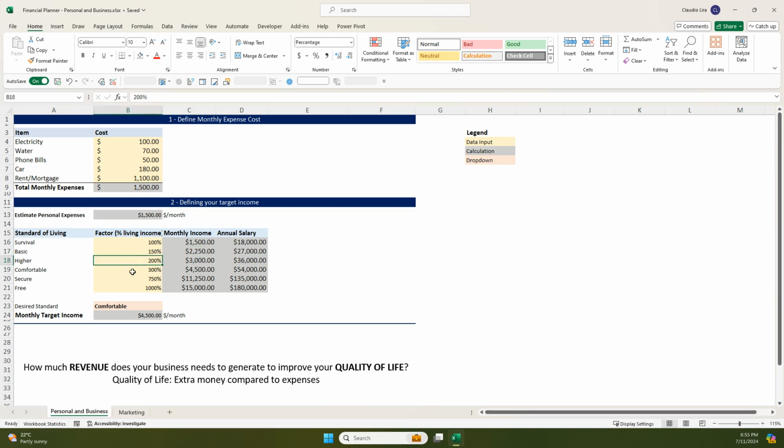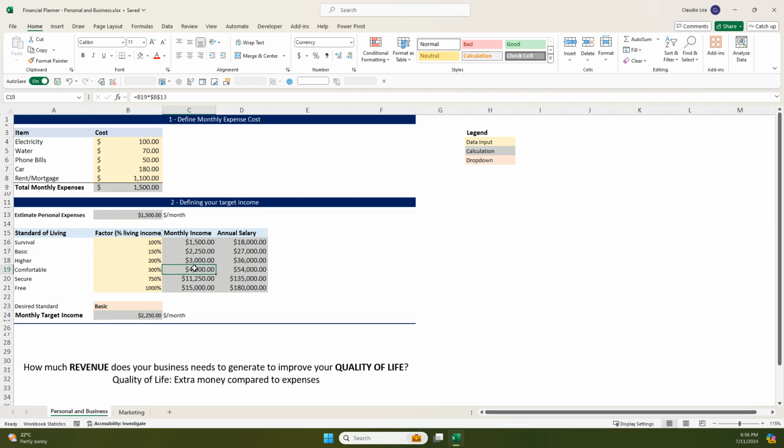And depending on the value that you are setting for yourself, you are saying, okay, if I wanted to have a standard of living that is secure, that means that you would require a monthly target income of 11,250. And similarly, if basic would be good enough for you, then that would be the monthly income of 2,250.